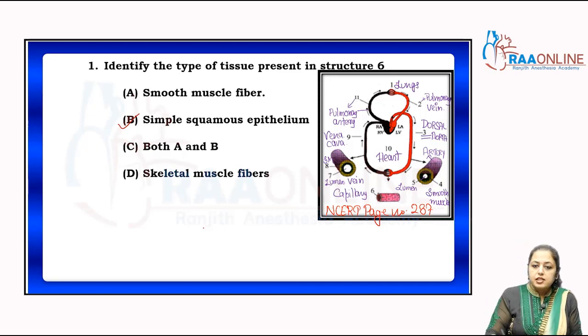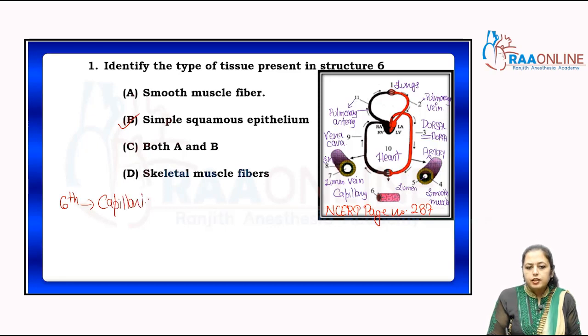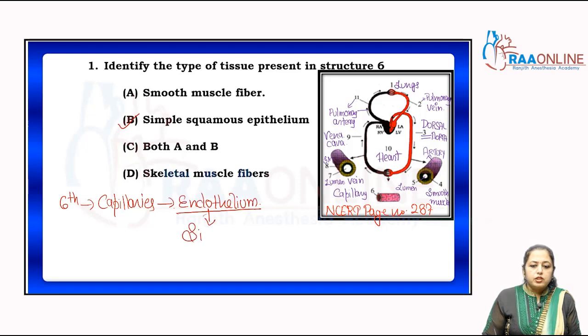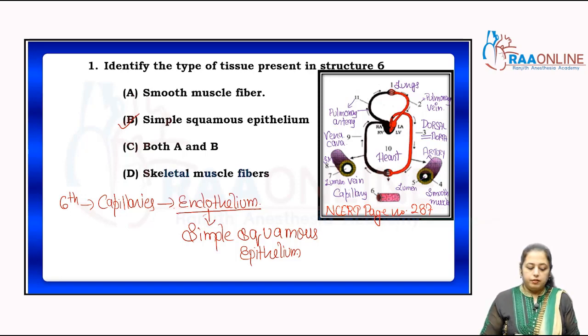Why? Listen carefully. The sixth structure shows the capillaries, and we know that capillaries are lined with a single cell layer, the endothelium, which is the internal lining of the blood vessel. That endothelium is simple squamous epithelium. Why? Because it is involved in rapid filtration and diffusion. So the most correct answer is the simple squamous epithelium. Clear?